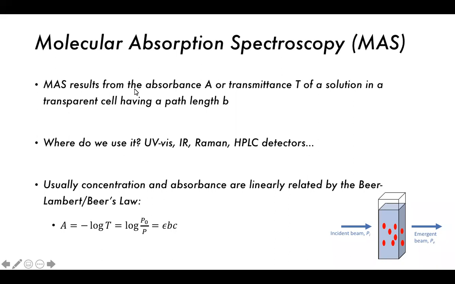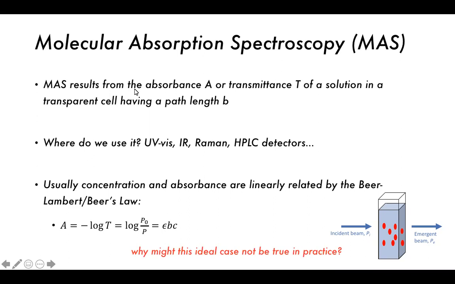So this is where the absorbance is equal to minus log T, or it's equal to the power of the different beams, either the incident and emergent beam, or in its most common form, it's going to be epsilon BC, where epsilon is the molar extinction coefficient of a particular species. B is the path length, and C is the concentration of the analyte of interest. Remember that the epsilon value can change based on the wavelength and obviously also based on the particular absorbing species.